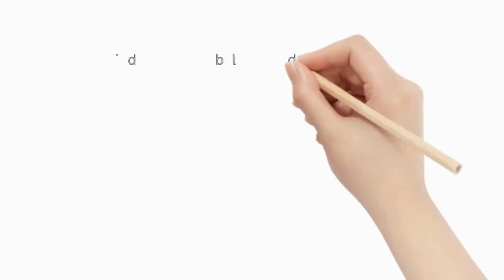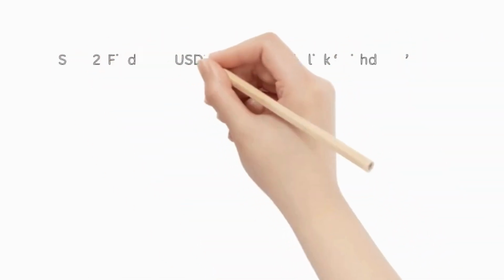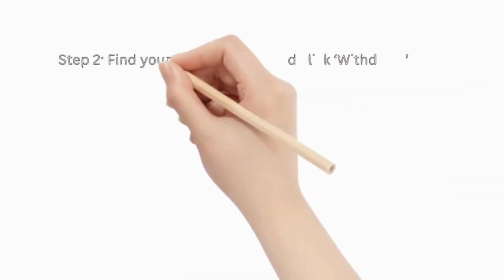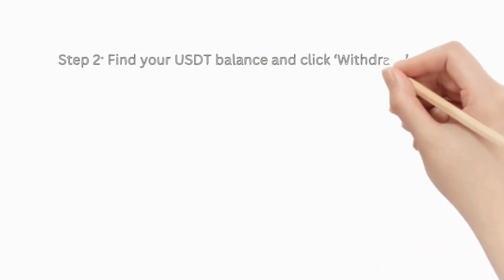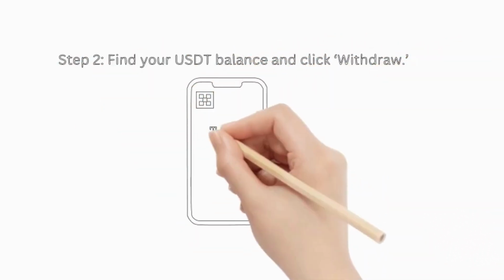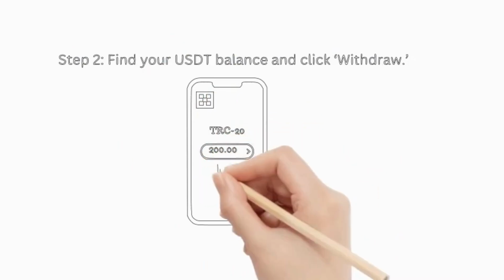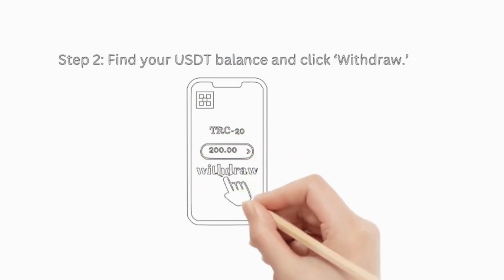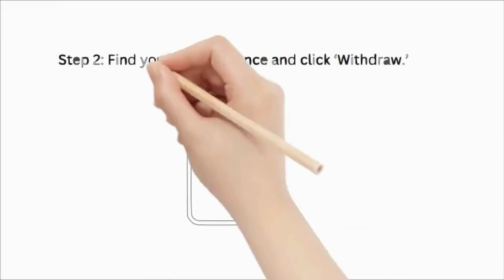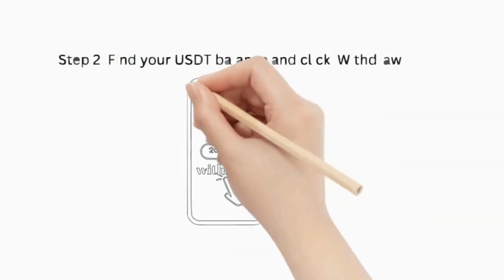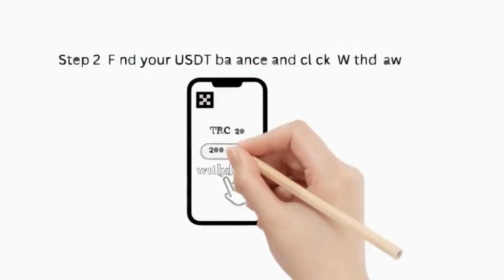Choosing the right network is crucial. ERC20 is on the Ethereum network, TRC20 is on the Tron network, and BEP20 is on the Binance Smart Chain. Each network has different fees and transaction times. For this guide, we'll use the TRC20 network because it's faster and has lower fees.